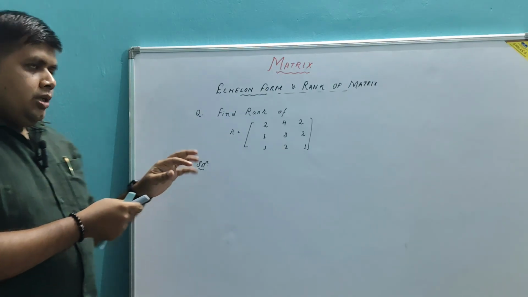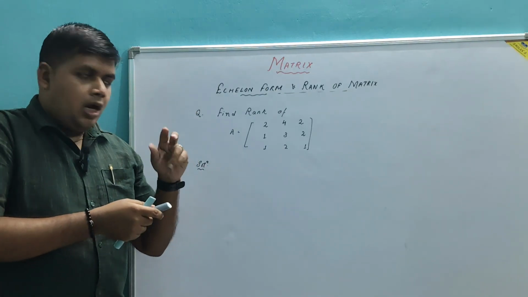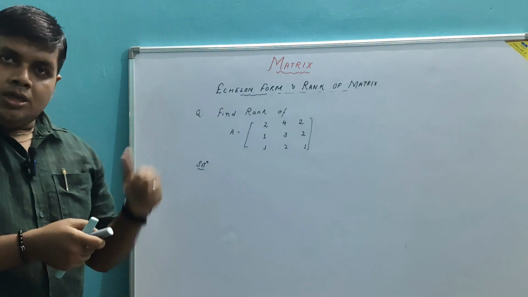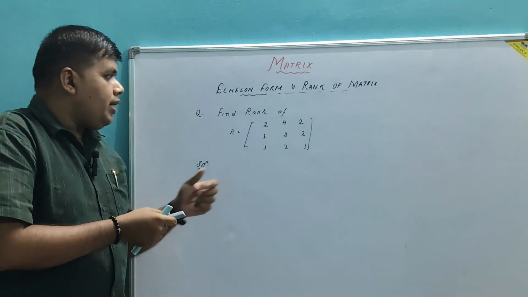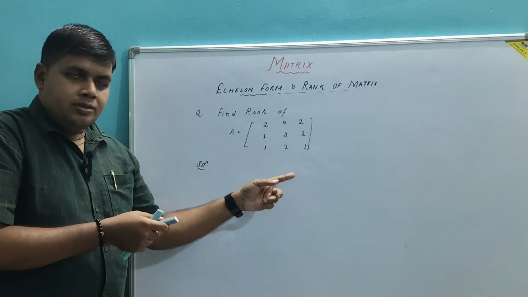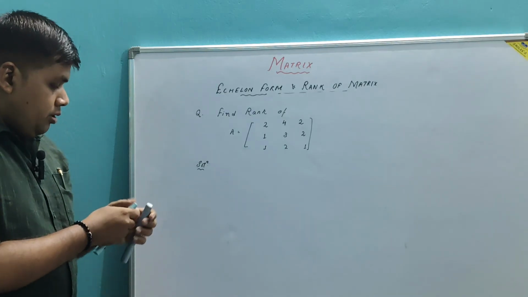How can you find the rank? In the previous video we have seen how we can find rank for a 2 by 2 matrix, but in this video we will see how we can find a rank for a 3 by 3 matrix using echelon form.